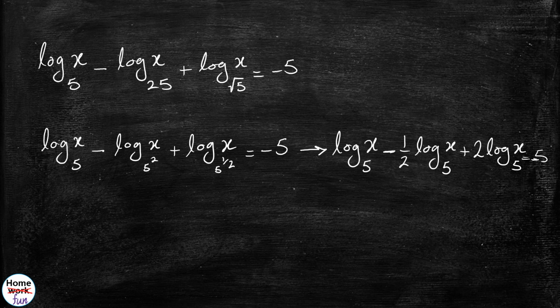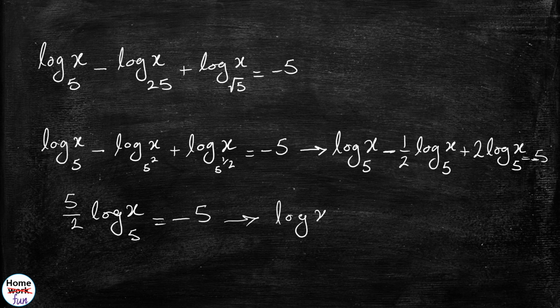So now summing them up, 1 log of x with the base 5 minus half log of x with the base 5 plus 2 log of x with the base 5. That's overall 5 over 2 log of x with the base 5 equals negative 5. So I say log of x with the base 5, divide both sides by 5 and multiply both sides by 2. So I get negative 2 on the right hand side.